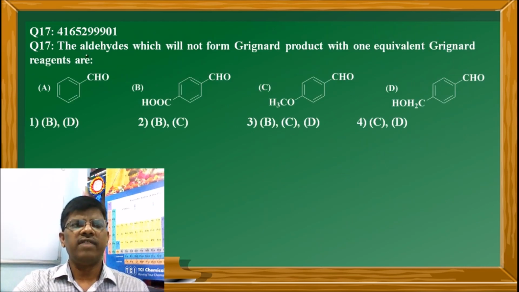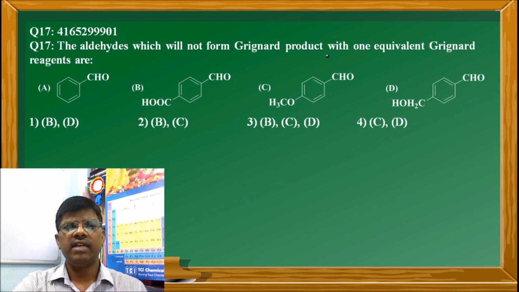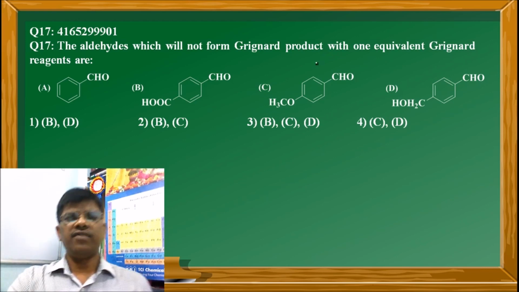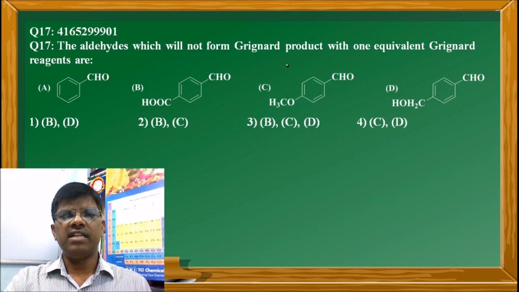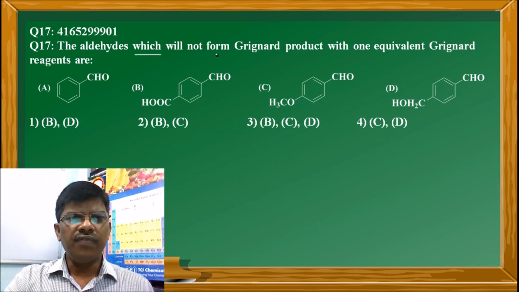Next, question number 17. The aldehydes which will not form Grignard product with one equivalent of Grignard reagent are; friends, we know the alkyl or aryl magnesium halides are Grignard reagents. The question is which will not form. Dear friends, this is the key phrase of this question, will not form. Friends, with one equivalent of Grignard reagent, is it going to react? Yes friends, this aldehyde will form the Grignard product. They are asking which will not form. Friends, let us see option B.